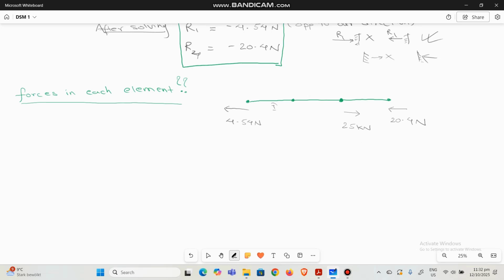And this is element 1, this is element 2, and this is element 3. Now our task is not to find the nodal forces. Our task is to find the forces experienced by these individual elements. What is the force experienced by the first element? What is the force experienced by the second? And what is the force experienced by the third one?